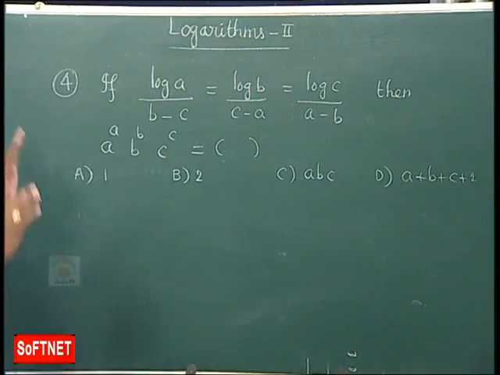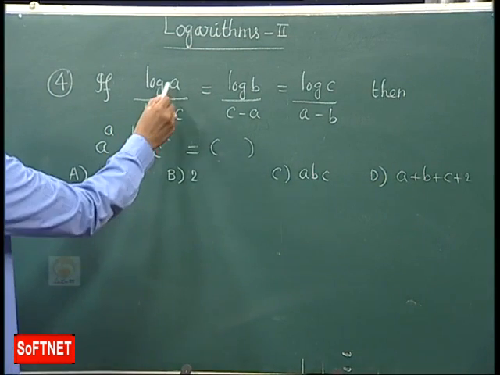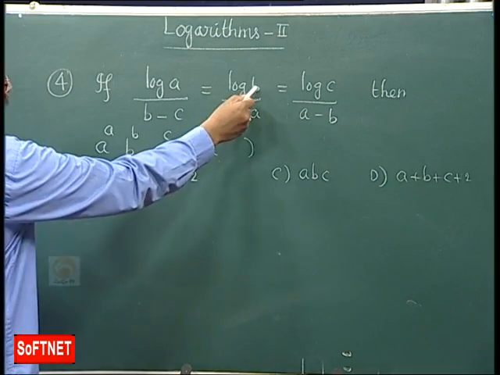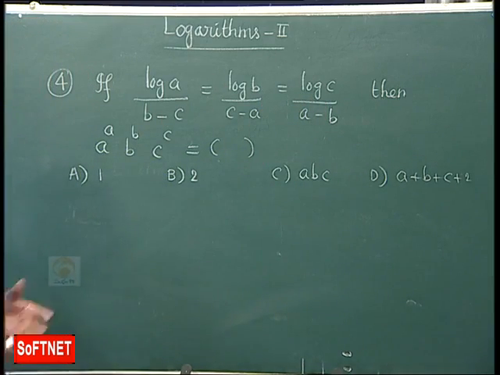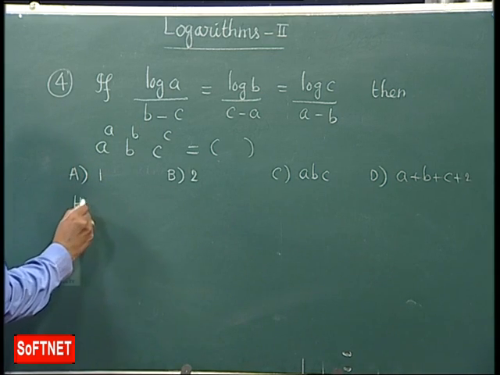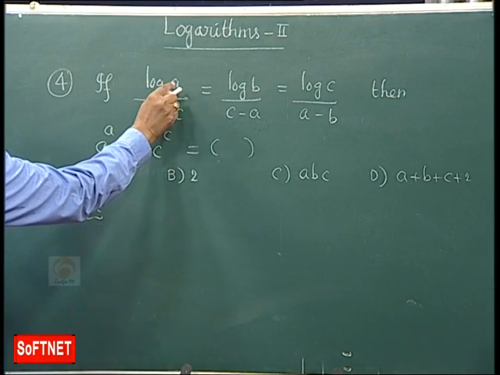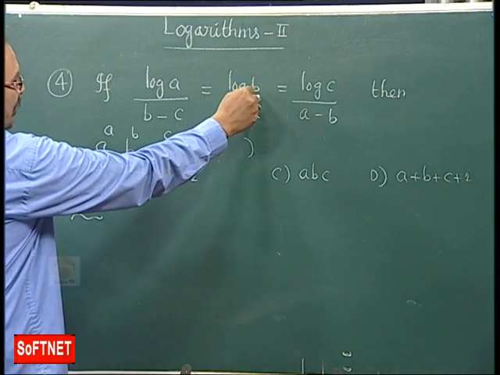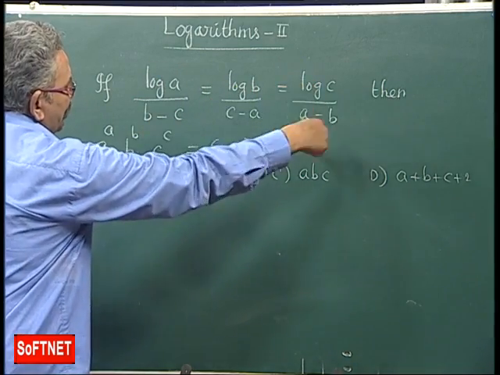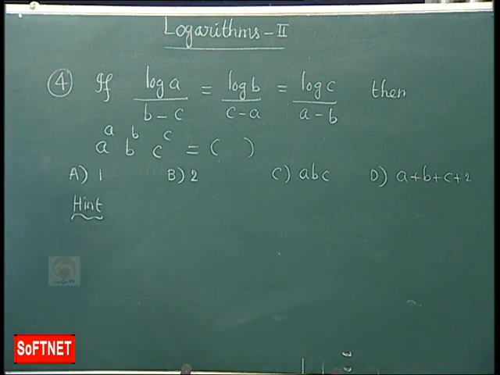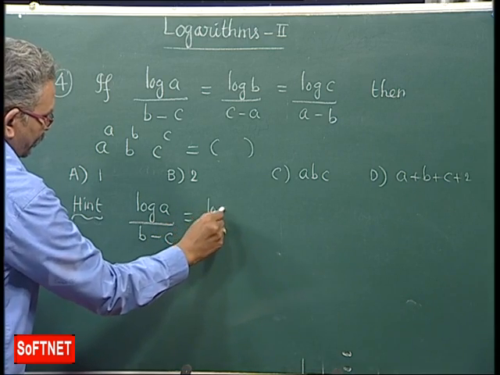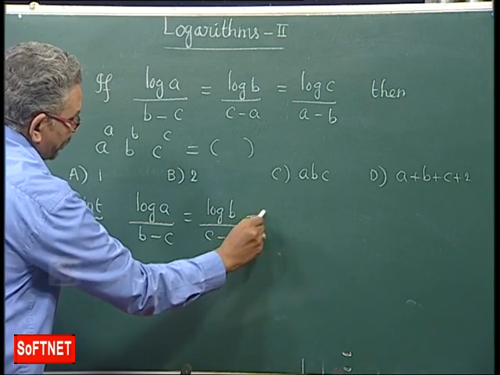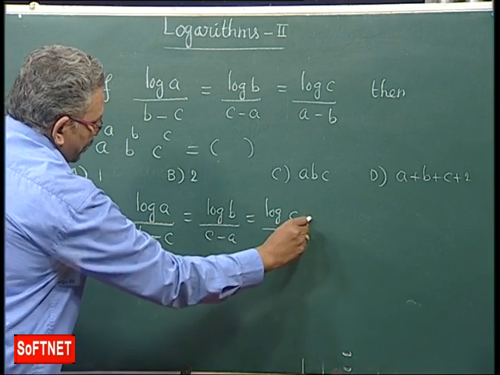Okay. Let us observe this question. Here, given log A by B minus C equals log B by C minus A equals log C by A minus B. Then we have to find out A to the power of A, B to the power of B, C to the power of C. So, let us find the value of A in terms of B minus C, the value of B in terms of C minus A, and similarly C in terms of A minus B. Substituting here, we get the answer. So, log A upon B minus C equals log B upon C minus A equals log C upon A minus B equals, say, K.